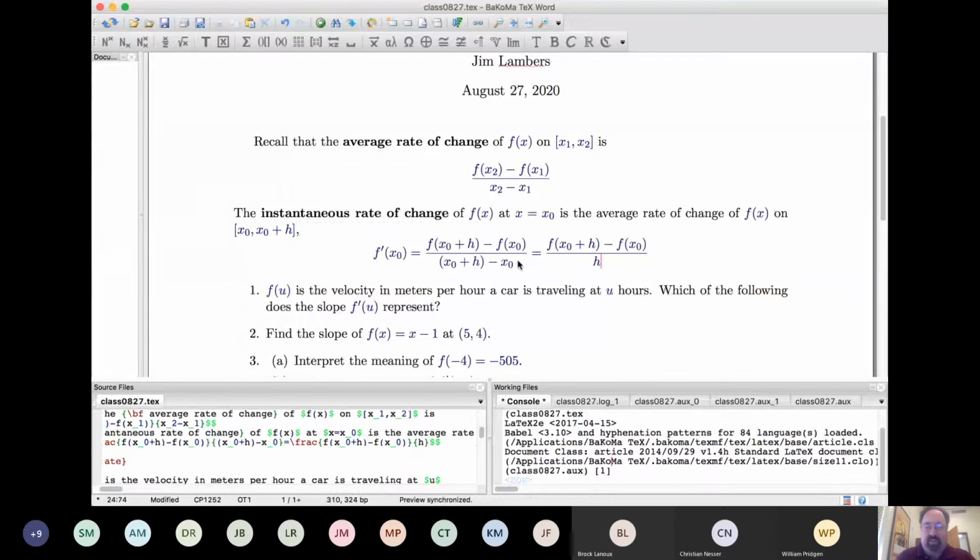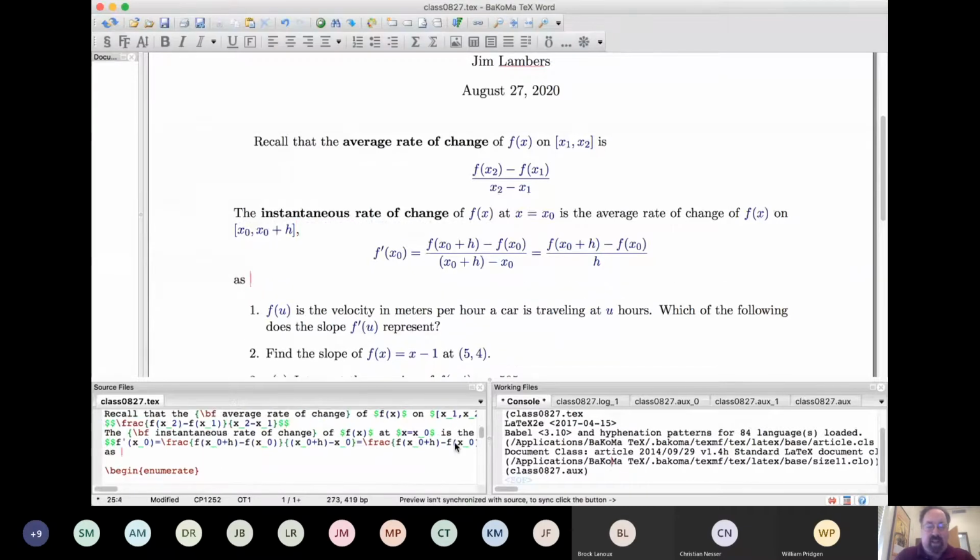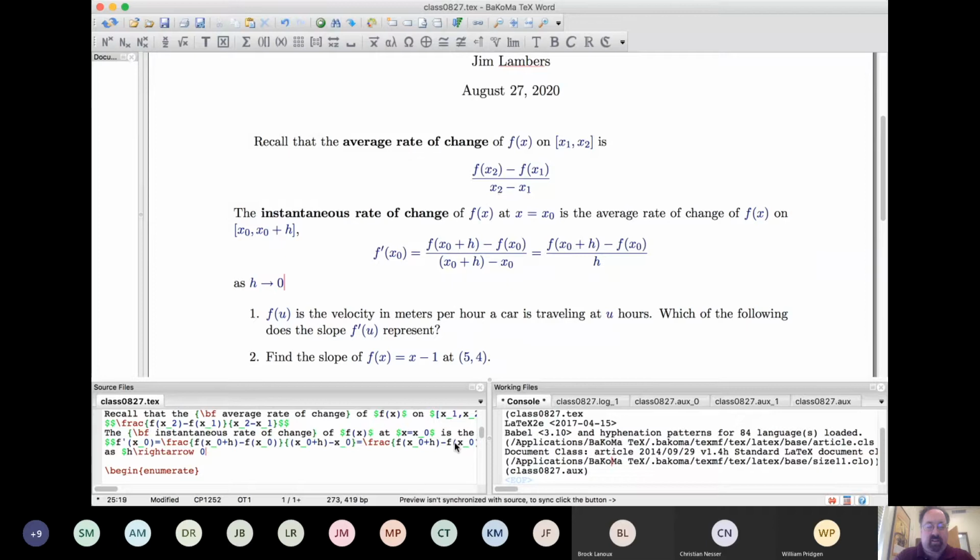But it's not simply this. I need to add a condition here. As h goes to 0. So you can think of h, not think of it, it literally is, h is the width of this interval. And we think of h as being something small. So we figure out the rate of change on this interval of width h, but then what we do with this average rate of change is we let the width of the interval go to 0.